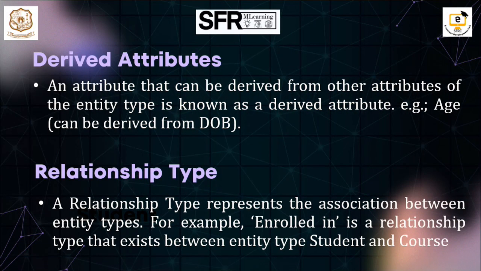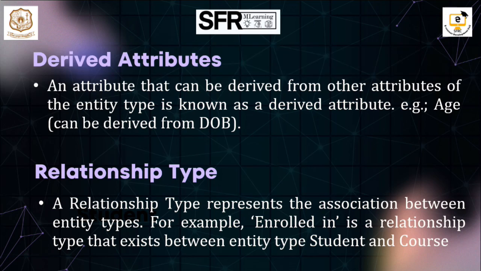Derived attribute. An attribute that can be derived from other attributes of the entity type is known as a derived attribute. Example, age can be derived from date of birth. In ER diagram, the derived attribute is represented by a dashed oval.